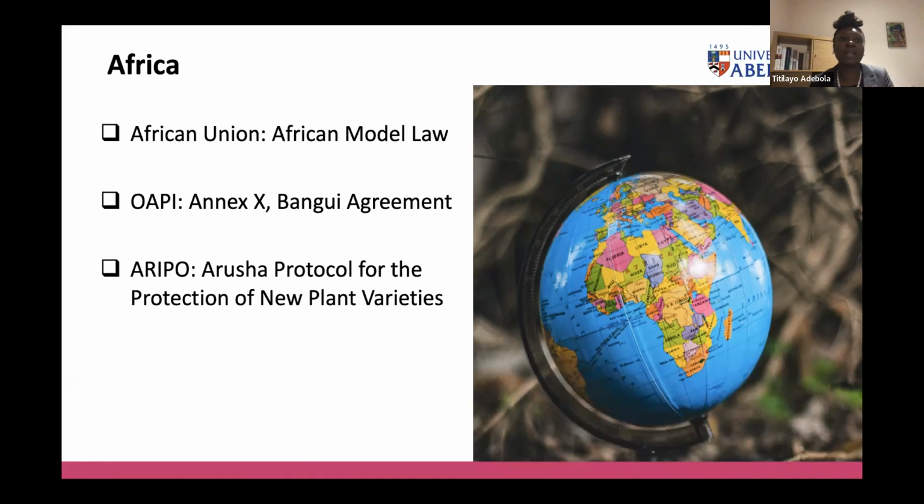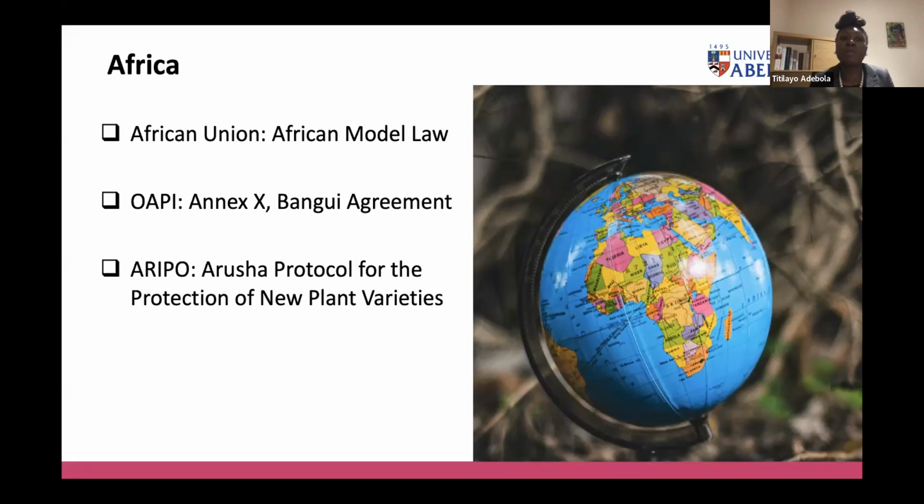We also see that we have two regional, sub-regional intellectual property organizations in Africa, OAPI, that's for mostly Francophone Africa, and ARIPO, mostly Anglophone Africa. OAPI introduced the Bangui Agreement, which is also based on UPOV 91, but we don't see the same types of exceptions in implementation as we've seen from the examples from Europe. And we also have ARIPO.